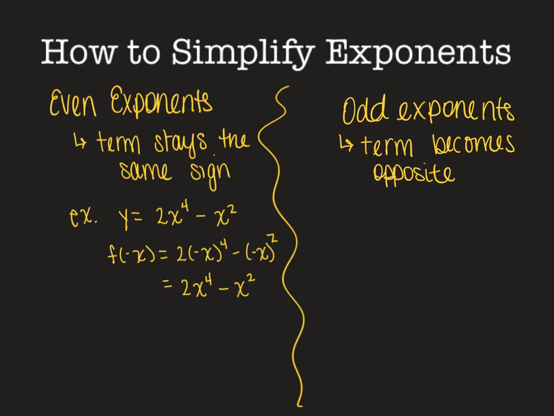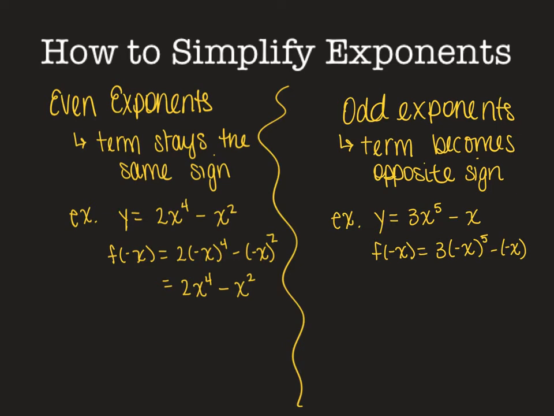Now let's talk about odd exponents. If you do have an odd exponent and you're plugging in a negative x, you're going to get an opposite sign for that term. So for instance, if you have y equals, we'll do 3x to the fifth minus x, it's going to become the opposite sign. When I'm plugging in negative x for all of my x's, you have to remember how the exponents work.